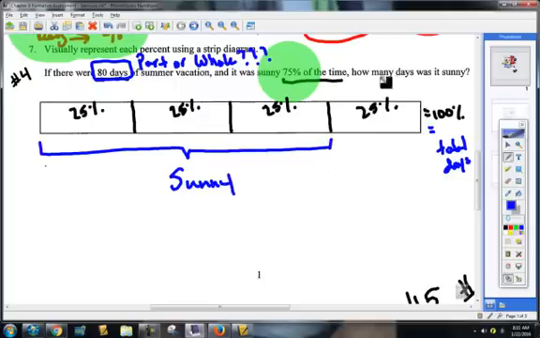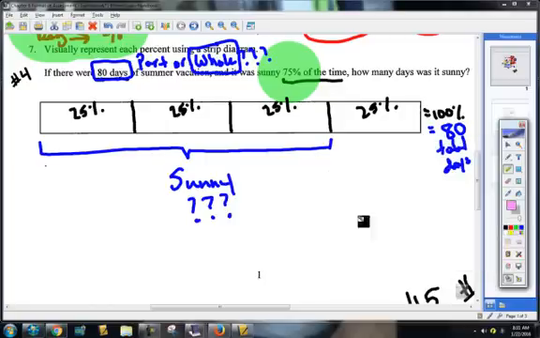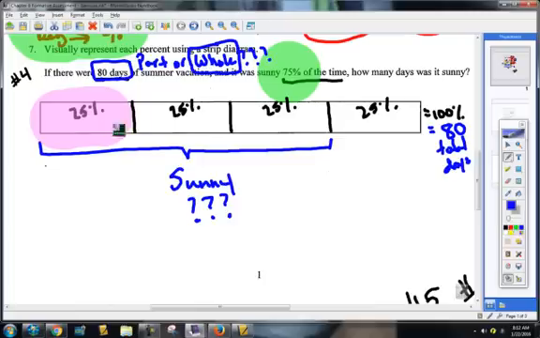So we want to know how many days was it sunny. Well, if it's asking this, we want to know how many days it was sunny, then 80 must represent the what? Whole. The whole. So 80 is going to go right there. Now remember, the whole point to a strip diagram is to figure out one section. We want to know 2 numbers. We already broke it down and said that one section is 25%. Now we've got to figure out how many days.